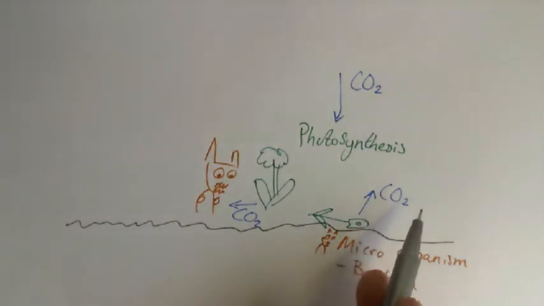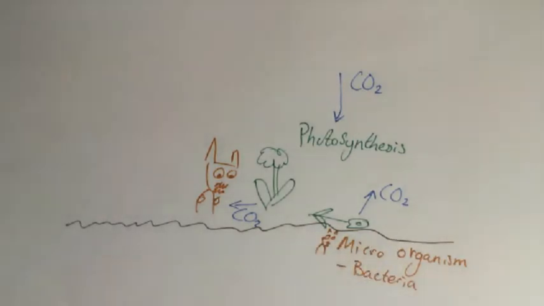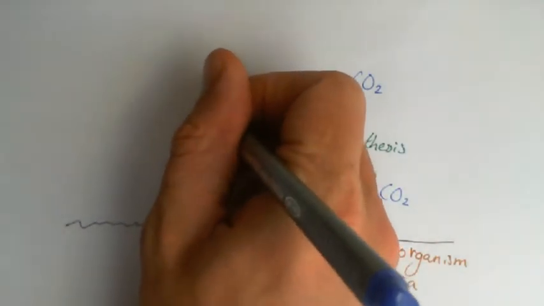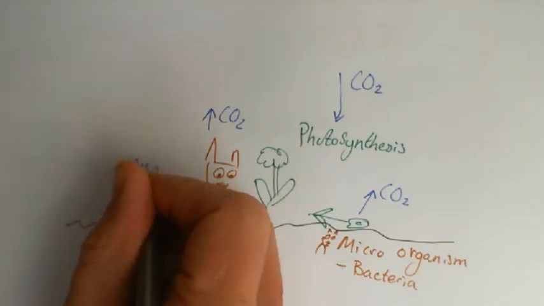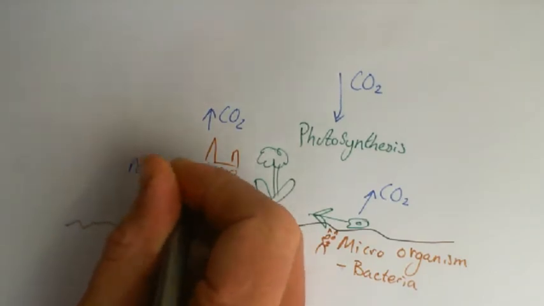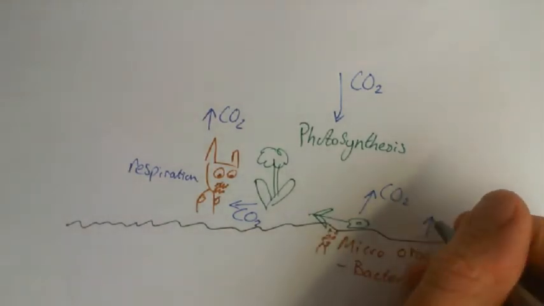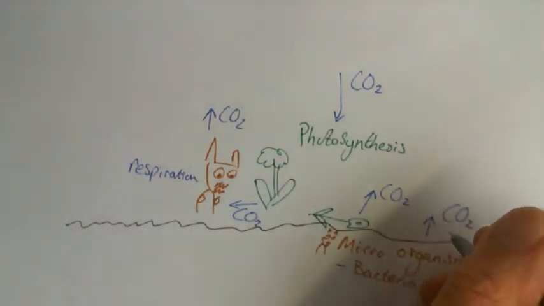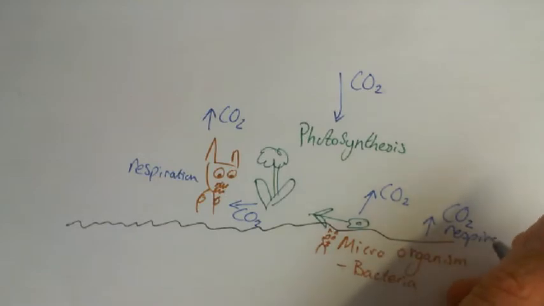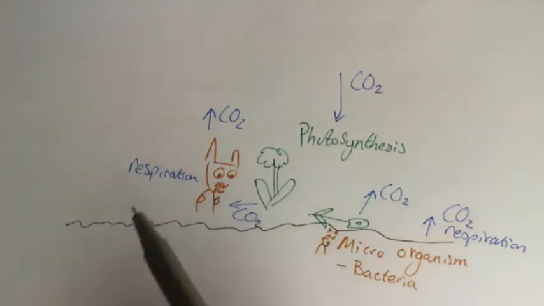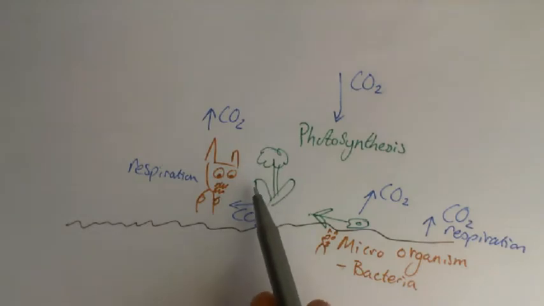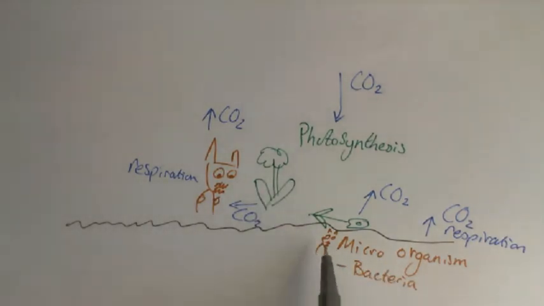So CO2 is released by the animal and by the microorganisms in a process called respiration. And that returns that CO2 back into the atmosphere. Both microorganisms and bigger organisms respire, so they both give off CO2.